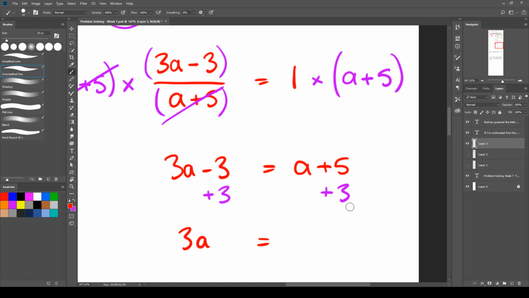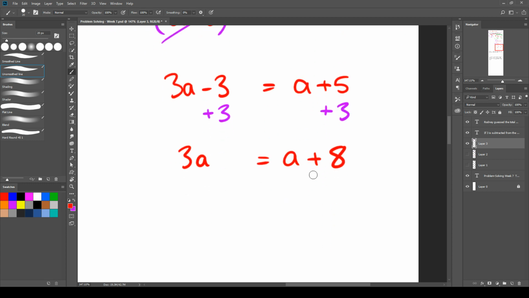A plus 5 plus 3, so 5 and 3 together gives me 8, so a plus 8. Now I've got a's on both sides. I want to get rid of this one over here. So instead of having a positive a over here, I can do a negative a over here and a negative a over here. So what do I get? 3a, take away a, I'm going to have 2a left. Positive a and take away a, I'm just going to get 0. So 0 plus 8, that just gives me 8.